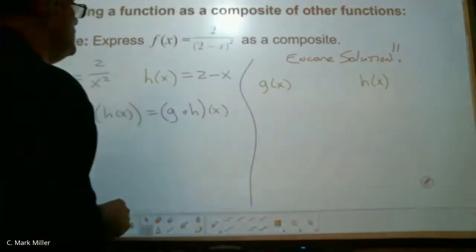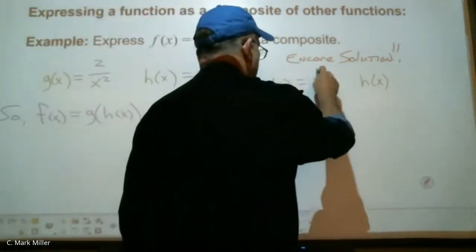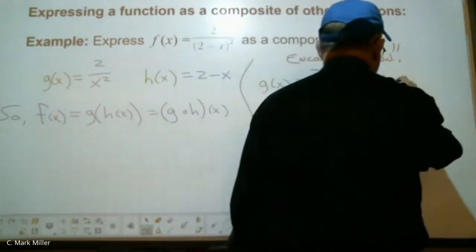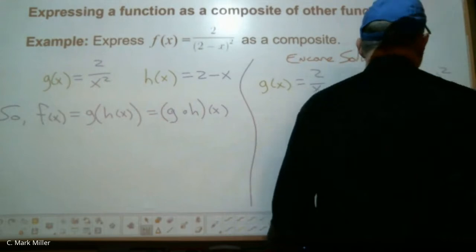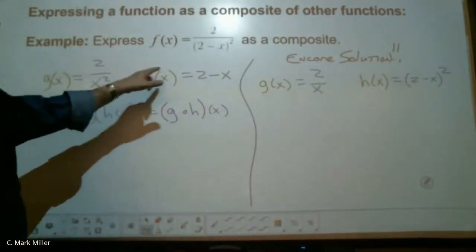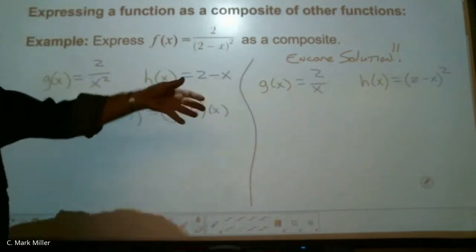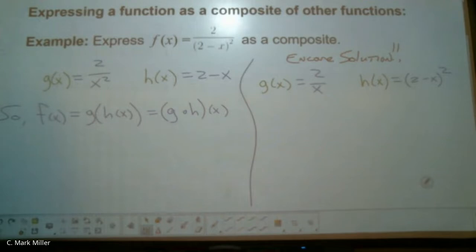And how about if you did this one to be 2 over x, and this one to be 2 minus x squared. So you put the squared part on this one here. Okay. And you could probably think of other ones. You could probably find some other ones, as long as they combine. As long as they combine, I'm cool.